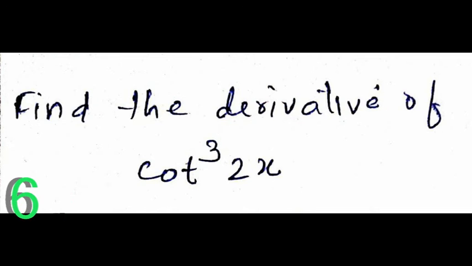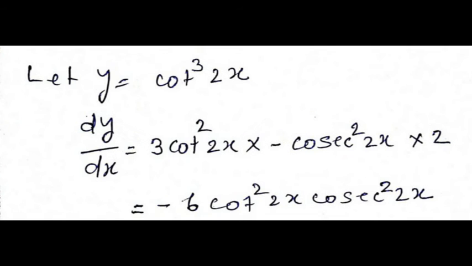Find the derivative of cot cube 2x. Here we use the formula derivative of x raised to n is nx raised to n minus 1. Derivative of cot cube 2x is 3 cot square 2x. Derivative of cot x is minus cosec square x, and derivative of 2x is 2. Therefore, finally we get minus 6 cot square 2x into cosec square 2x.